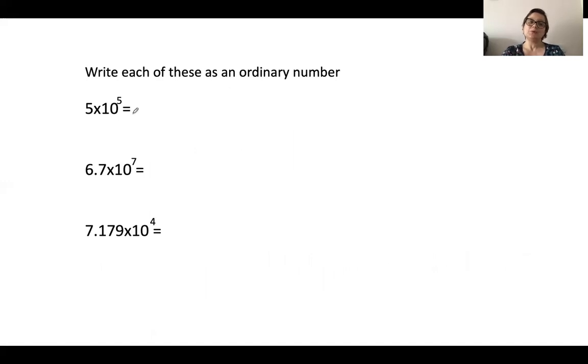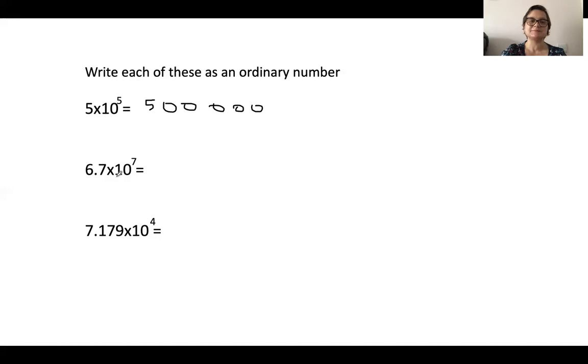Here we are going to do the opposite. Write each of these numbers, which are written in standard form, as ordinary numbers. So 5 times 10 to the power of 5, 10 to the power of 5, so 5 zeros. Write the first one as it is, and add the 5 zeros, 1, 2, 3, 4, 5. This is the ordinary number 500,000.